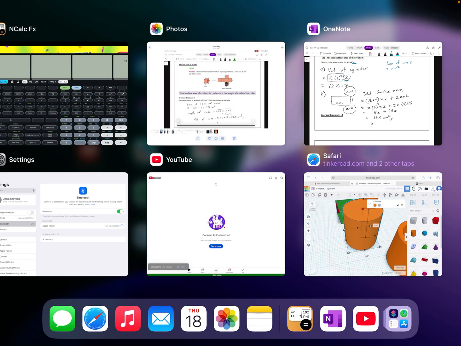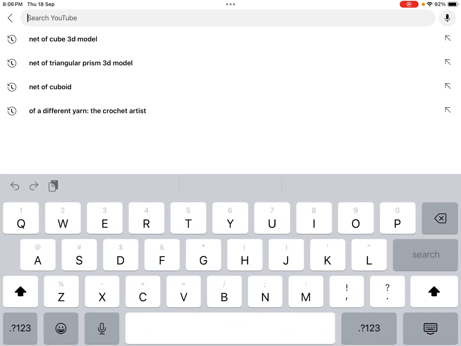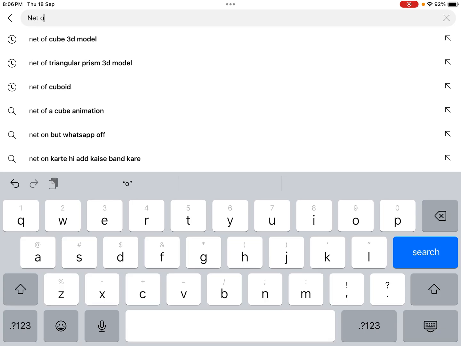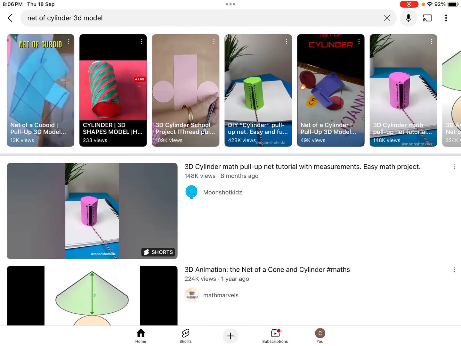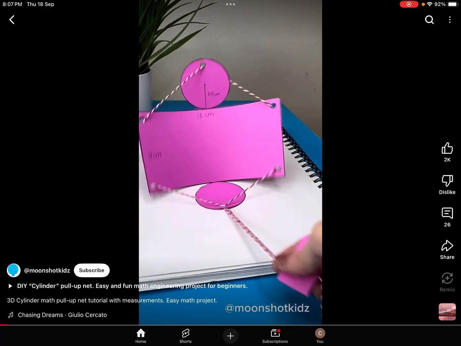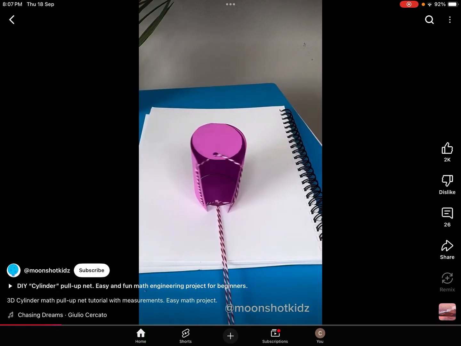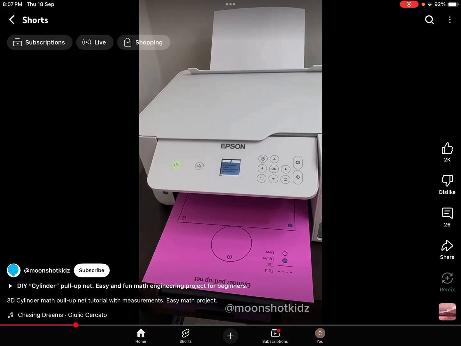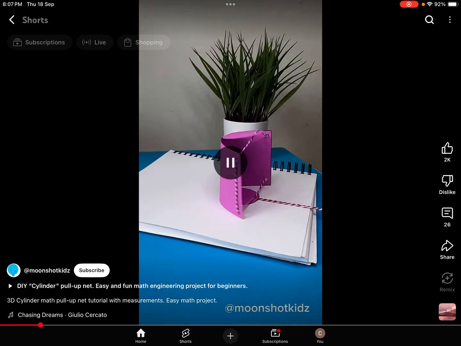Okay, so from here we need to go and watch our YouTube shorts, right? So we're going to look for the net of a cylinder. Okay, so we're going to look at this one over here. So we have this center portion. Just to show you how to do it. Okay, this is pretty fast.